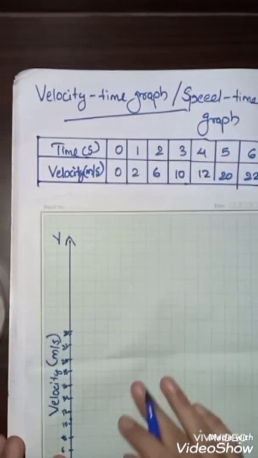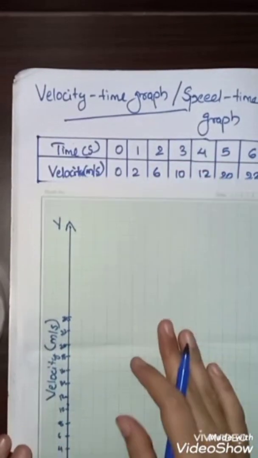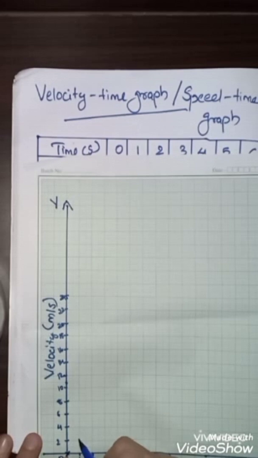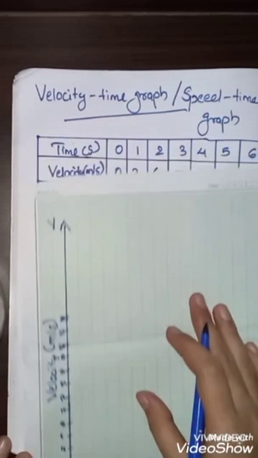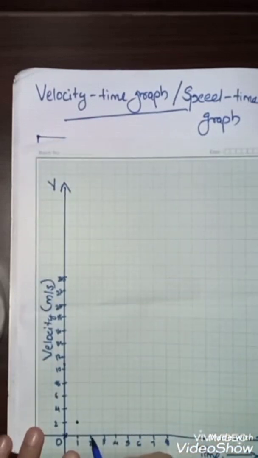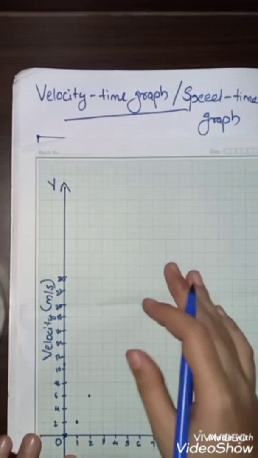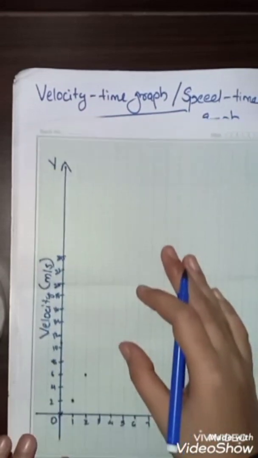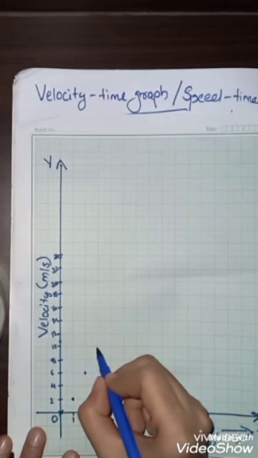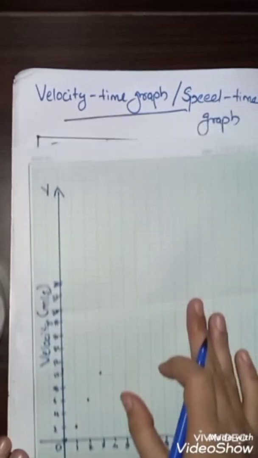At 0 second it is 0. At 1 second it is 2. The point will be here. At 2 second it is 6 meter per second. Then at 3 second it is 10 meter per second.